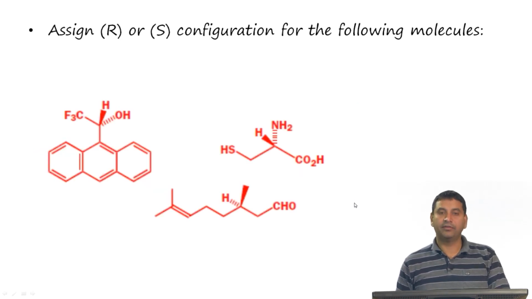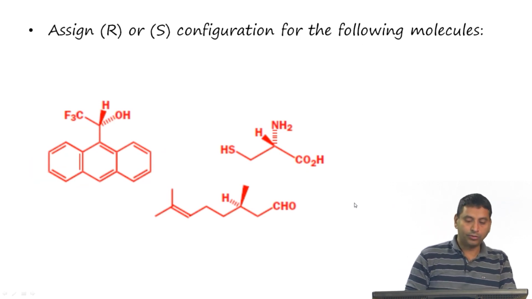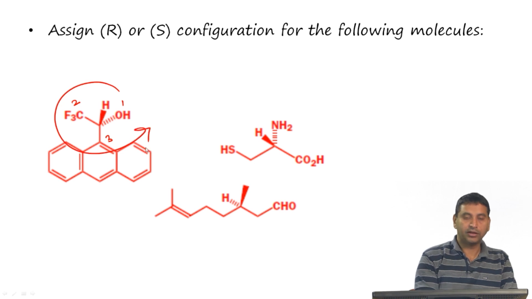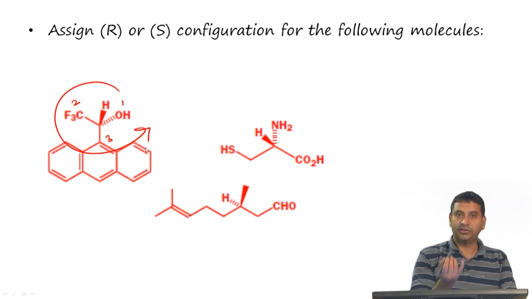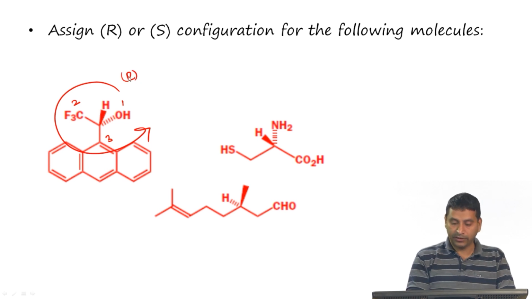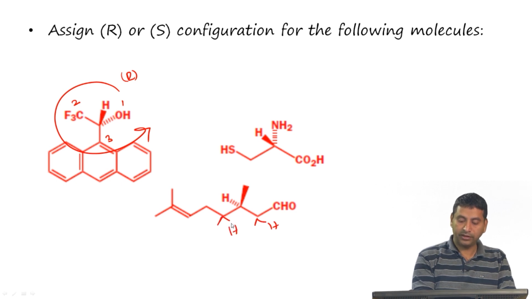Now, we have another case of assigning R and S configuration. Let us go through this systematically. You have priority number 1, priority number 2, priority number 3, and this is going in the anti-clockwise direction, but since hydrogen is coming towards us, this would be assigned as R. Here you have an example of a molecule which has CH2, right, and all of them have CH2s in it.